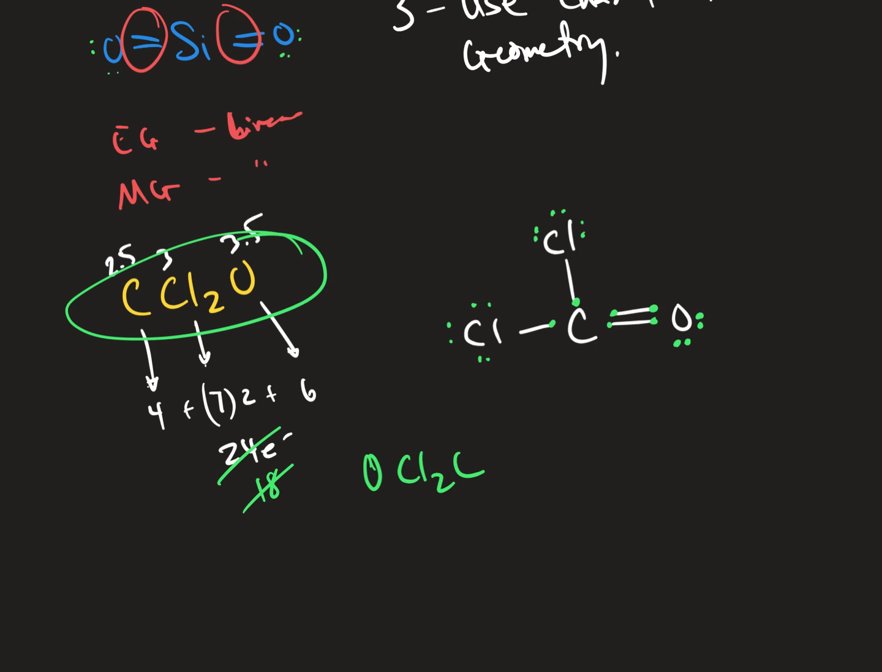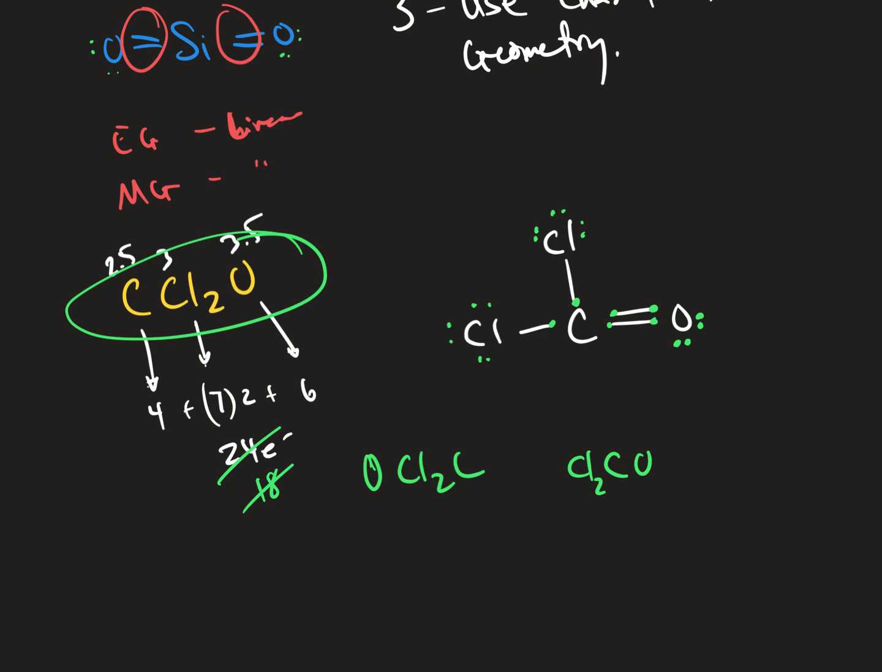If we were to write this as its structure, it would probably be more like this, because carbon's the central atom. That would probably be the best way to draw it if we really cared. But don't need to worry about that in this class. But great question. Anything else?